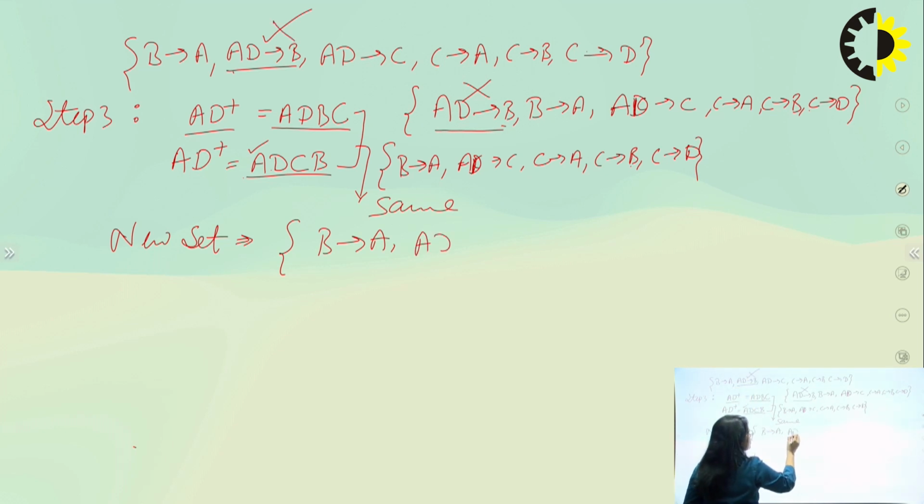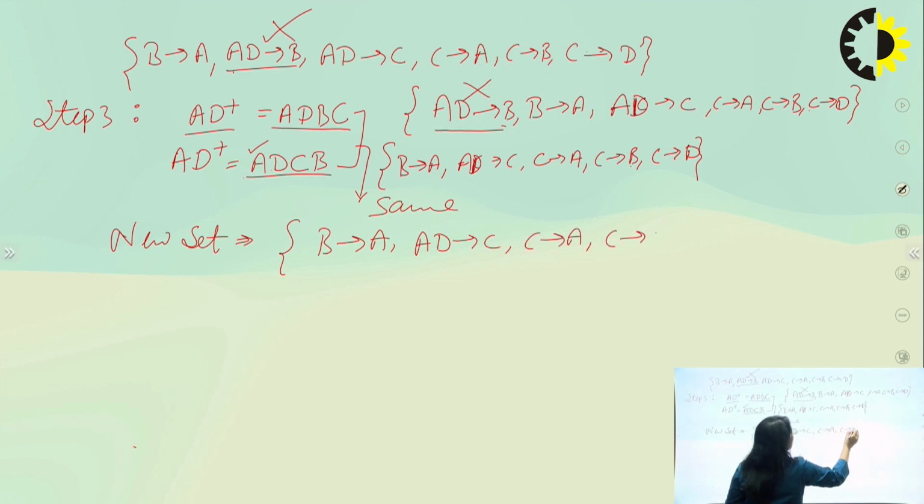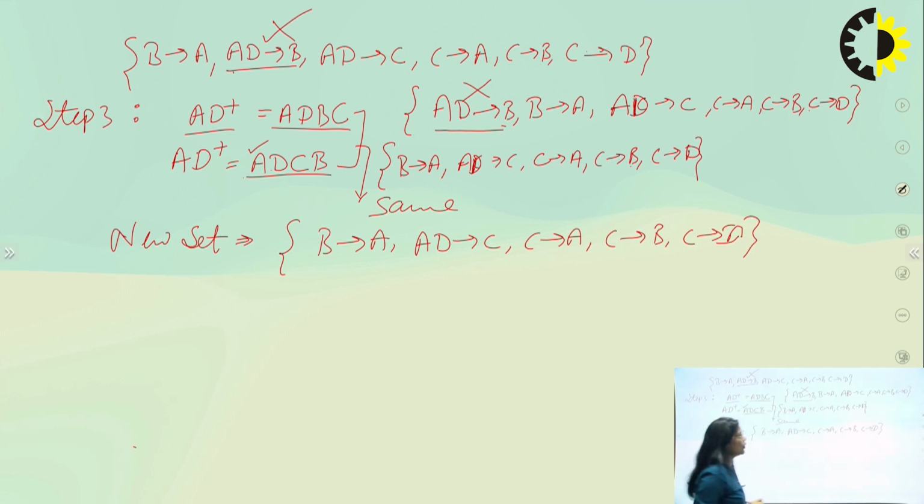Now we are having the set, this one, D. Okay, so we are having this. This is the new set. Till now, we were able to remove this functional dependency only. So we have checked for this. Now we will check for this.